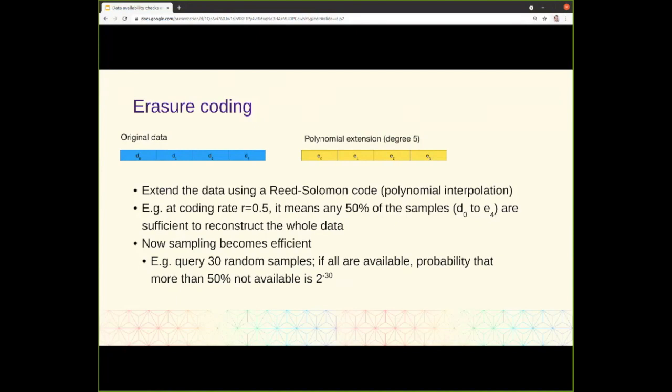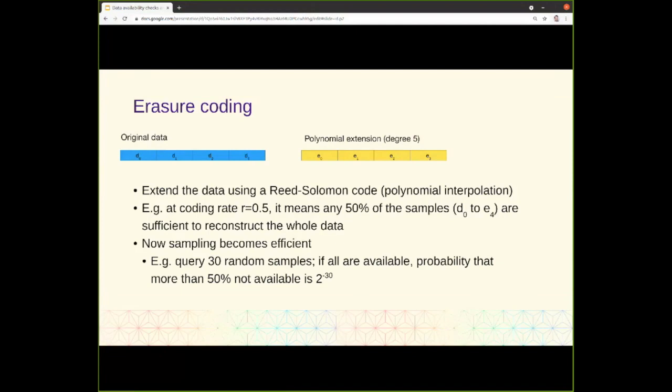So if we take these 4 initial original data points, we put through those a polynomial of degree 3 and extend it with 4 more points. So we doubled the number of points, right? Then any 4 of these 8 points will be enough to reconstruct the polynomial. And this is called the Reed-Solomon code. It's just a fancy name for polynomial interpolation.